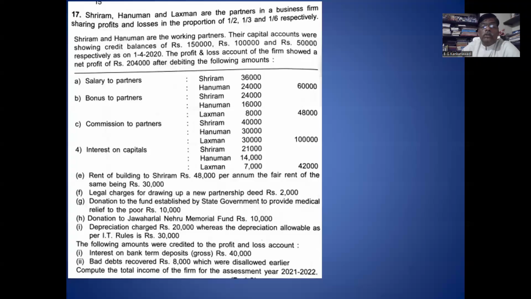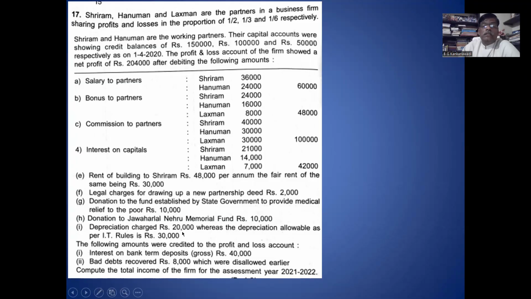Next is donation to Jawaharlal Nehru Memorial Fund. This also comes under the first category. 100% qualifies, but the deduction is only 50%. Remember these two. First disallow both from business, then consider them under deductions.